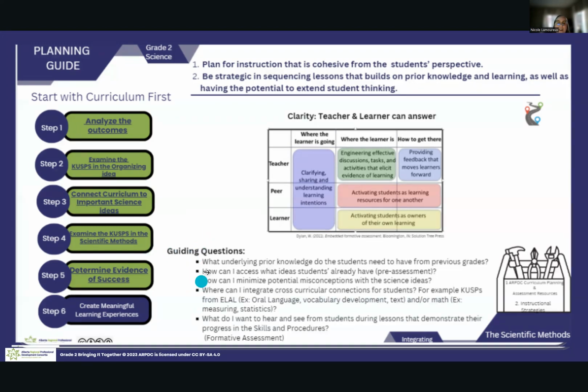So the questions here are: what underlying prior knowledge do they need to have from the previous grade? Movement is one, but we're going to talk about a bridging lesson for this year, but it could be review. How can I access what ideas students bring? So there's a bit of a pre-assessment. We're going to look at that sample lesson. How can I minimize those potential student misconceptions that we've talked about? And where can I integrate cross-curricular connections?